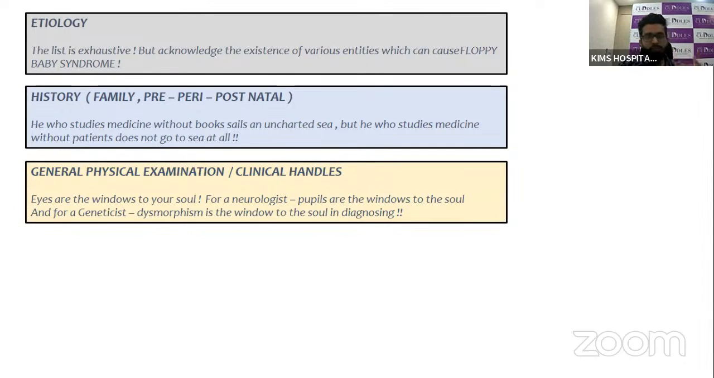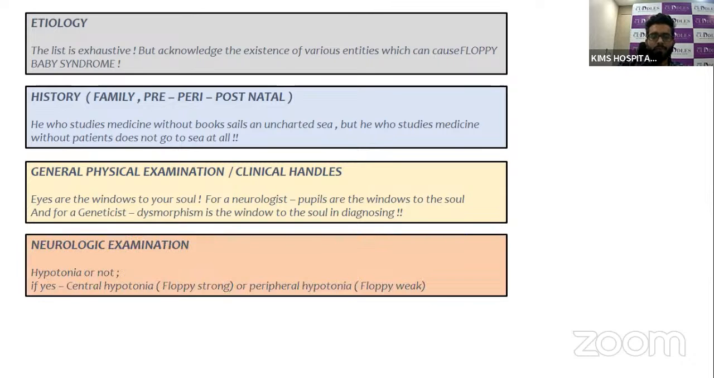And apart from this, after a thorough history, there are a lot of clues which you get on general physical examination before getting into neurological examination. Like, for example, you see dysmorphism. There's a saying that eyes are the windows to the soul. For a neurologist, pupils are the windows to the soul, and also for the neurosurgeon. But for a geneticist, dysmorphism is a window to the soul in diagnosing any disease which is pertaining to a genetic etiology. So a general physical examination, which includes a head-to-toe examination, we usually overlook.